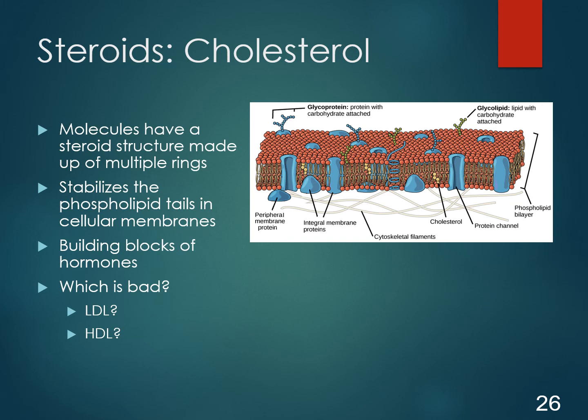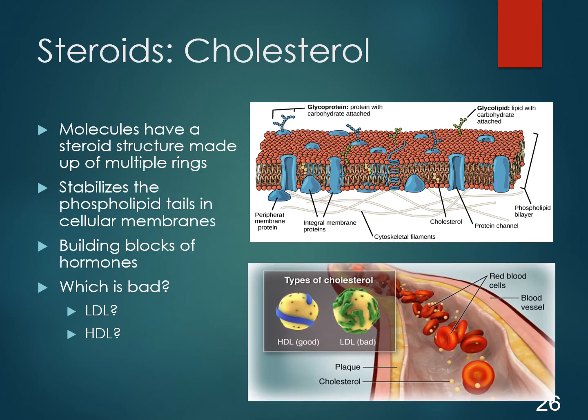So that's really awesome. They also are these multiple ring structures that make up the building blocks of hormones like cortisone and estrogen and testosterone. Another lipoprotein that you probably hear a lot if you go to get your blood tested or get a physical of some sort, they might talk about low-density lipoproteins and high-density lipoproteins.